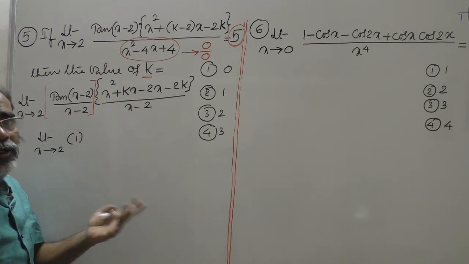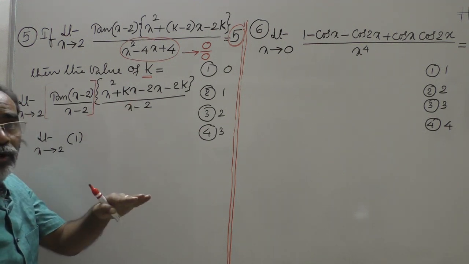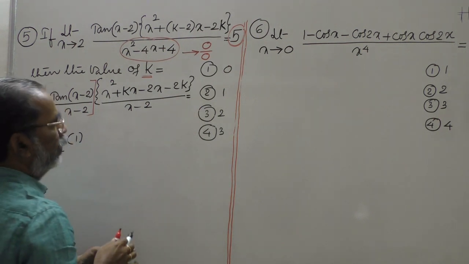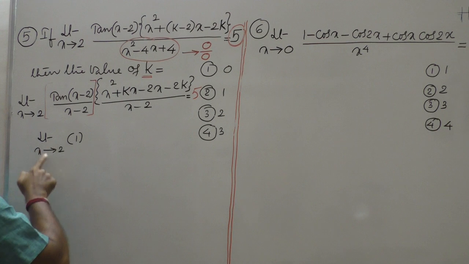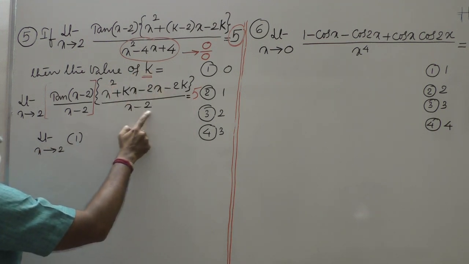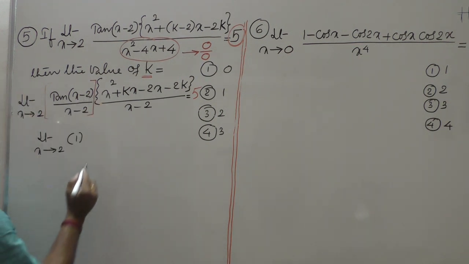If the numerator is 0, indeterminate form. If the numerator is not 0, then infinity. But the limit is given as 5. See carefully. What is this? The limit is given as 5. When x is tending to 2, this is not 5, because the denominator is getting 0. So let us simplify the numerator also.